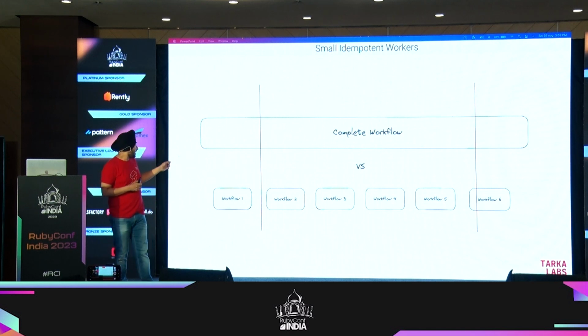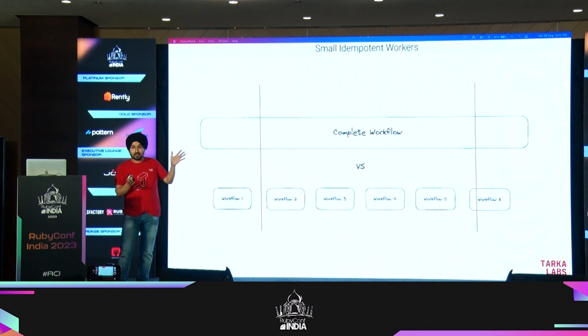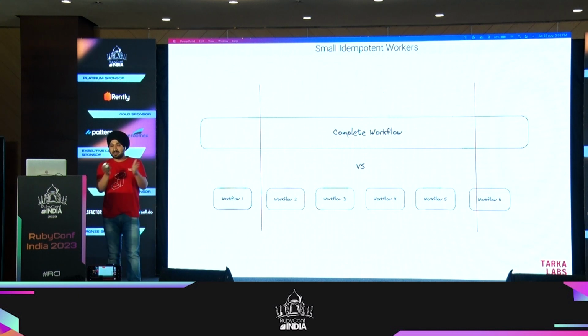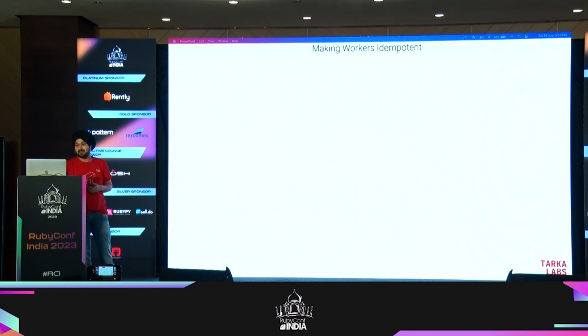And the difference is that in the first case, we failed when workflow 1 was complete and workflow 2 started, but in the second case, we failed in between. And by the way, workers can fail at any point of time, even if it is not your problem. So how did we make the workers idempotent?